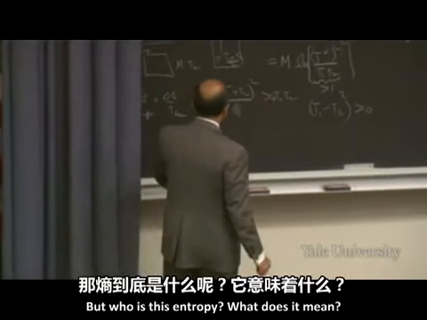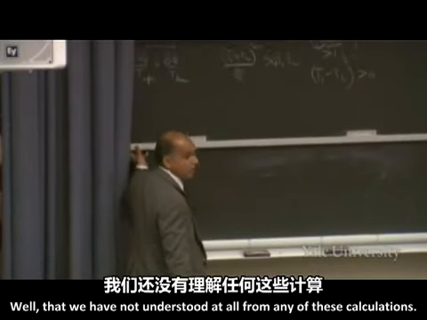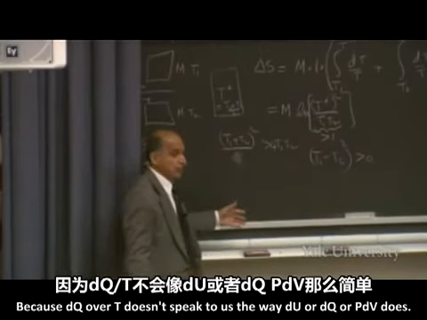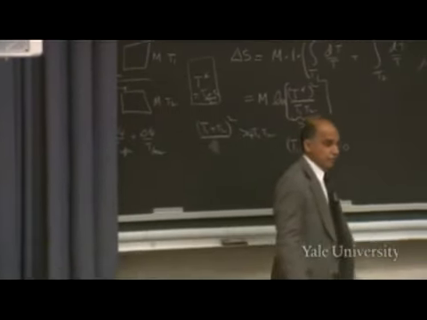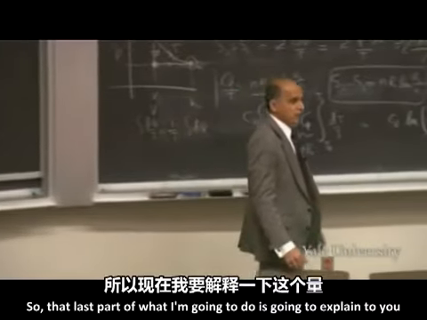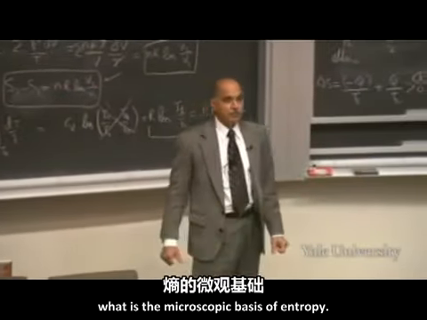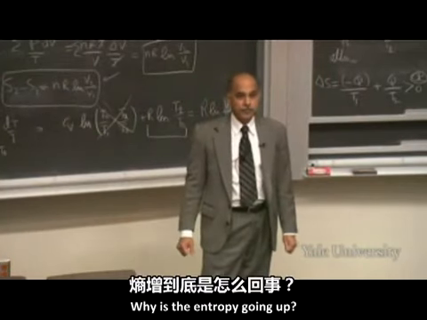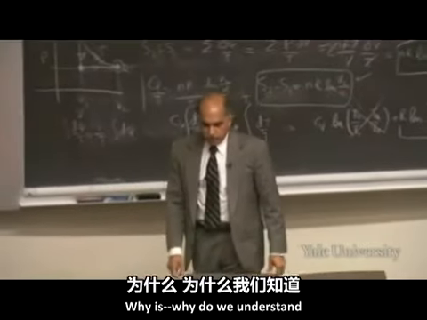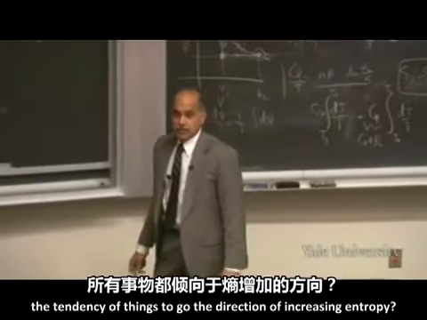But who is this entropy? What does it mean? Well, that we have not understood at all from any of these calculations, because dQ over T doesn't speak to us the way dU or dQ or PdV does. So the last part of what I'm going to do is going to explain to you what is the microscopic basis of entropy. Why is the entropy going up? Why do we understand the tendency of things to go in the direction of increasing entropy?